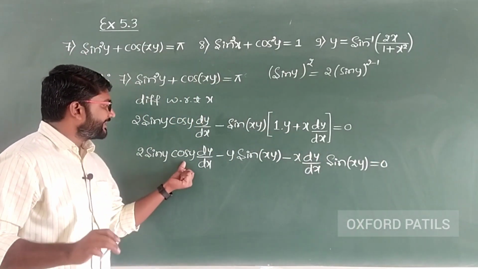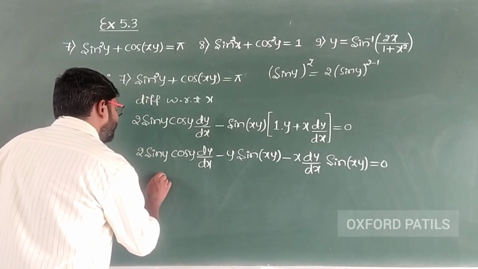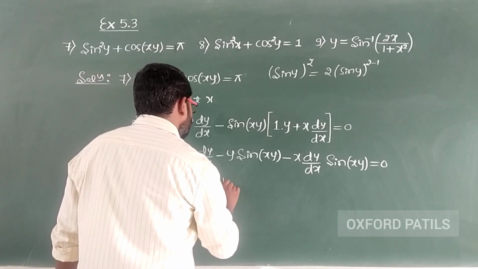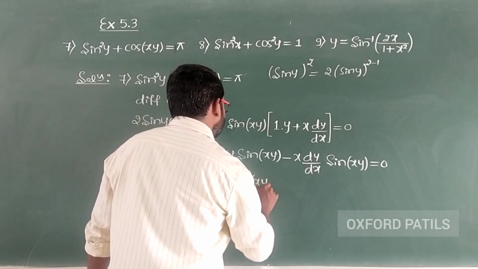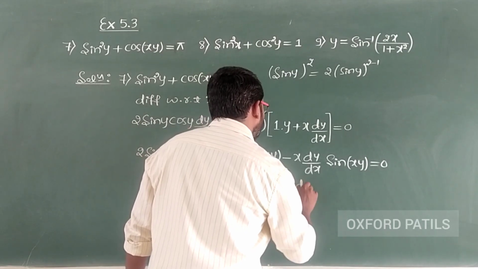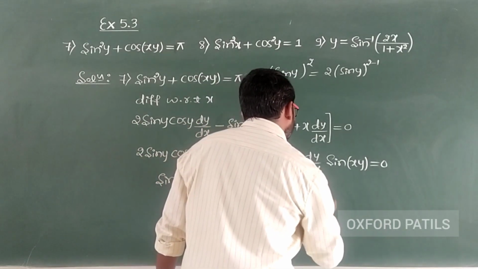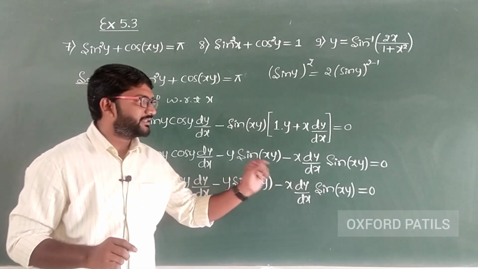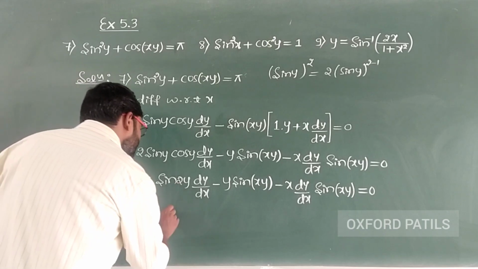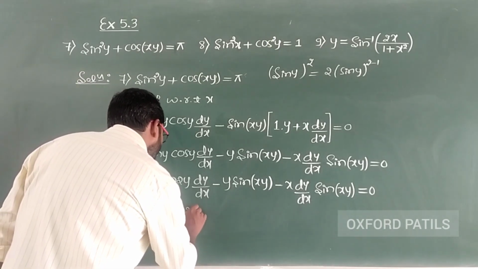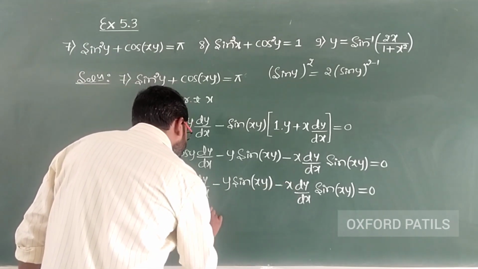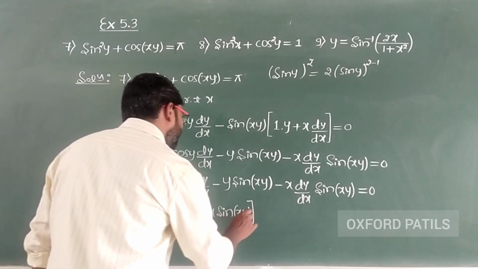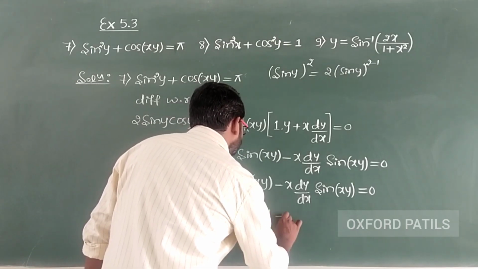So now 2 sin y cos y can be written as sin 2y, double angle formula. So this is sin 2y dy by dx, then minus y sin of xy, then minus x dy by dx into sin of xy which is equal to 0. Now in the first term and in the last term we can take dy by dx common and write the remaining terms. So here sin 2y then minus x into sin of xy into dy by dx.